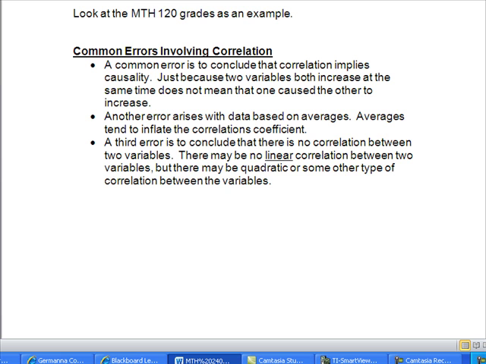Third error is to conclude that there's no correlation between two variables when we're checking R. There may be no linear correlation between the two variables, but there may be quadratic, as we spoke of above, or some other type of correlation between the variables. We're going to be looking at an example I have of Math 120 grades to talk about this correlation in another recording.